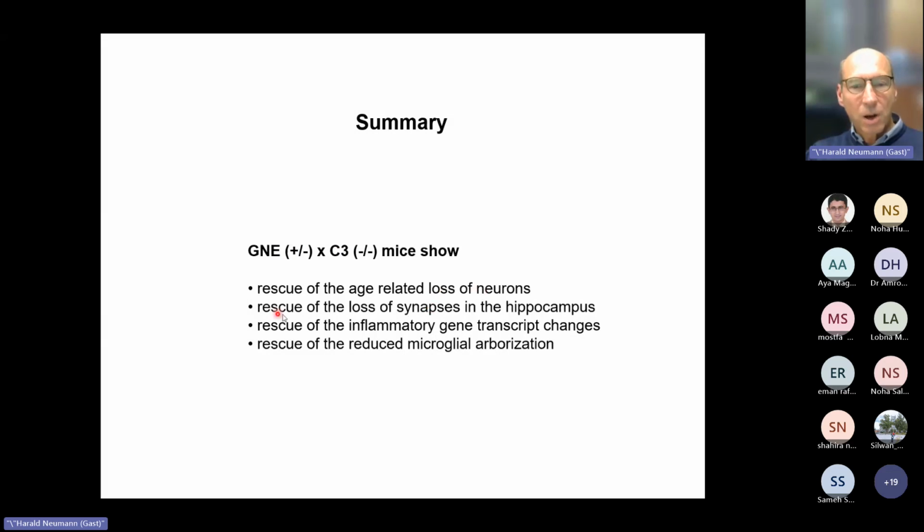We can rescue the loss of the synapses in these mice if we have no complement cascade. We can rescue the inflammatory gene transcription of these mice, and we can rescue also the reduced microglial arborization. So apparently we can completely revert the effect of the reduced sialylation in these mice.